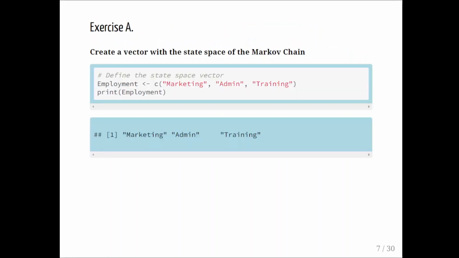Okay, so exercise A is straightforward enough. Create a vector with the state space for the Markov chain. So essentially what we're going to do there is we have three states: marketing, admin, and training, and just create them as a vector. And we're going to call that vector employment. So there we go. That's a straightforward enough one to get started with. Just create a vector of those three section names: marketing, admin, and training. Okay, that's it. That's all we need. And we can move on.